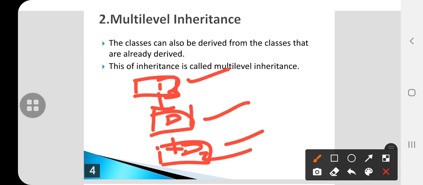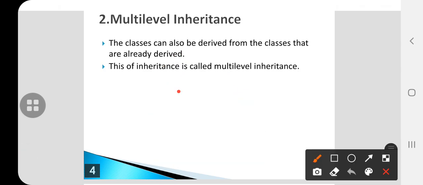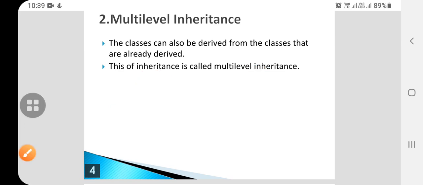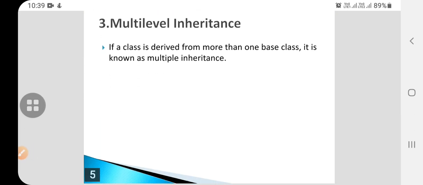For derived class 2 the base class is D1. For D1 the base class is B. This is called multi-level inheritance. So the derived classes can be derived from the one base class. Dear students, I hope you also understood this kind of inheritance. Next is multi-level inheritance.